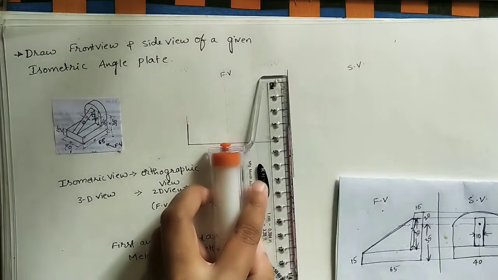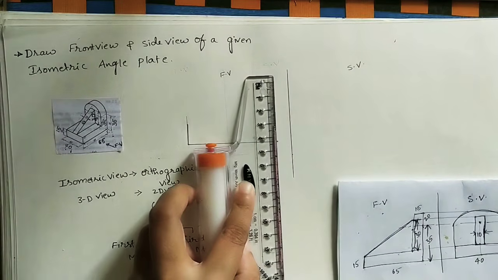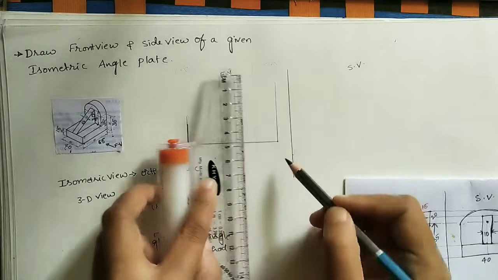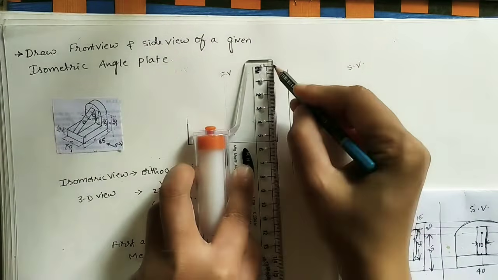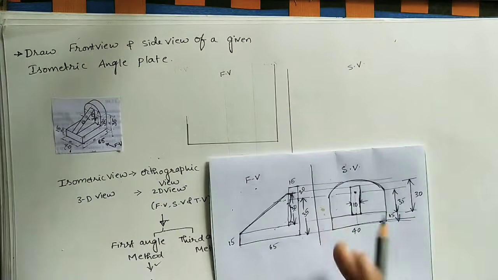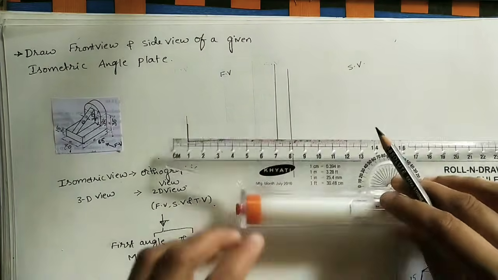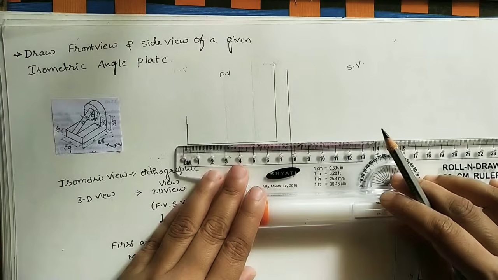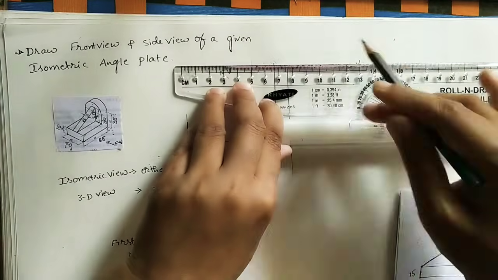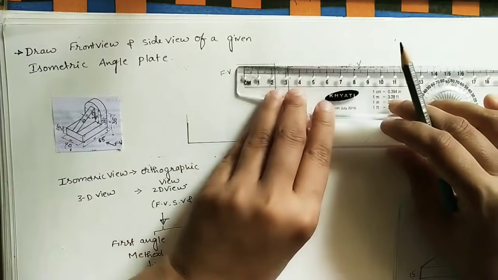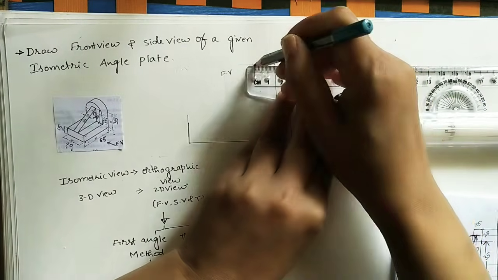Take this as the reference line. Here draw some length. On it take 55 mm. Make the point dark. This is the entire height. So here take 15 mm, 1.5 centimeter. Take this as the reference line. Here draw one line of some length. On it take 1.5 centimeter. Make it dark.